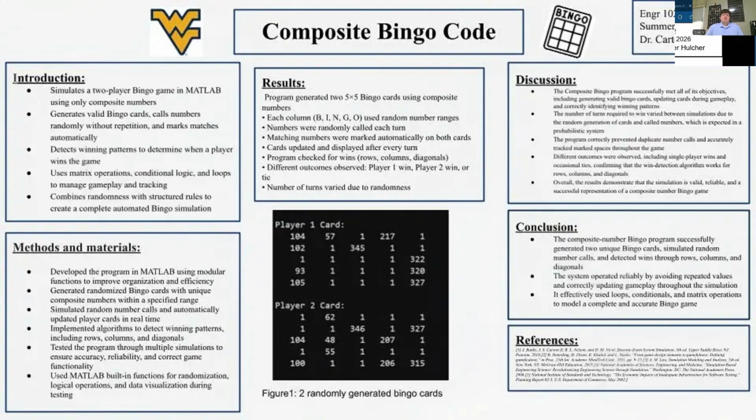Simulation is a major tool in engineering because it lets us test systems without building physical prototypes. For this project, we used Bingo as a simple but effective way to explore simulation concepts like randomness, pattern recognition, and structured rules. Our goal was to build a full MATLAB simulation of a two-player bingo game using only composite numbers. It let us practice algorithm design, matrix operations, and conditional logic while showing how randomness interacts with a controlled computational system.